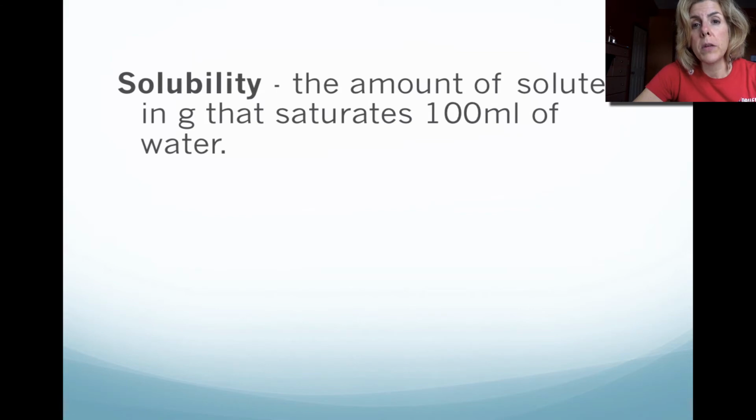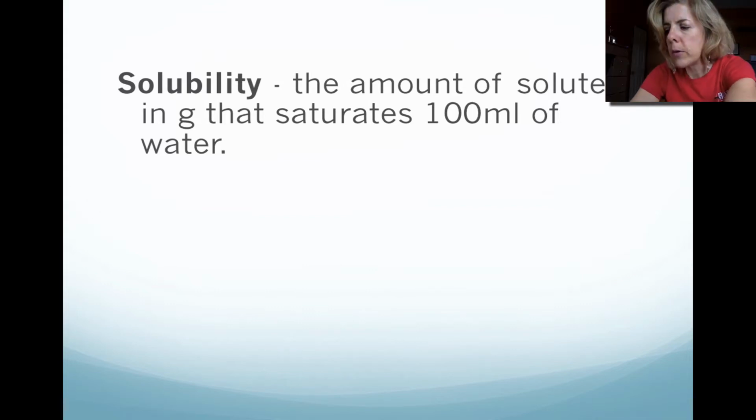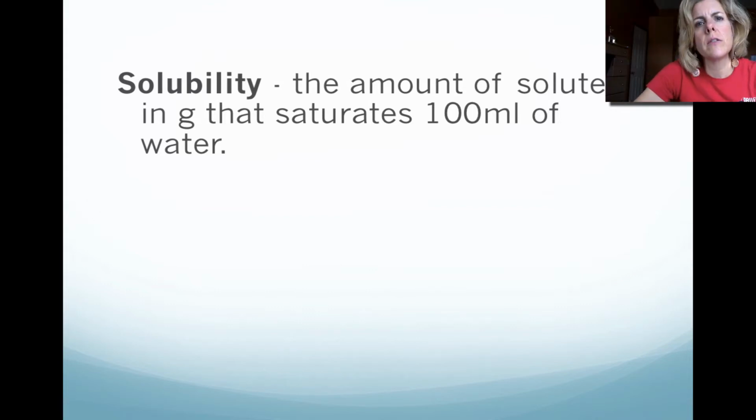Okay, so what is solubility? Solubility is the amount of solute that is in 100 milliliters of water. This is from my last video where I have the sugar cube, and you might notice that a lot of the sugar cube has dissolved. There's just a little bit left here. So my question to you is, is this saturated, unsaturated, or supersaturated?